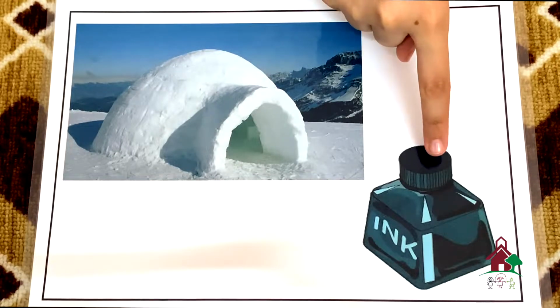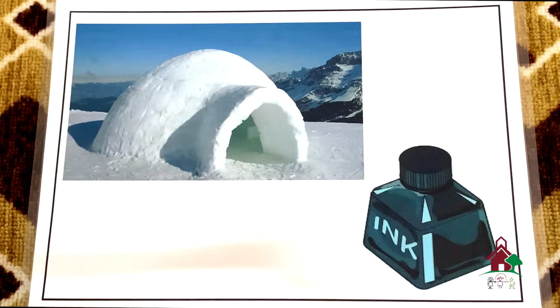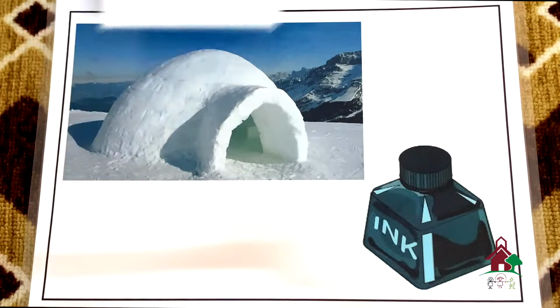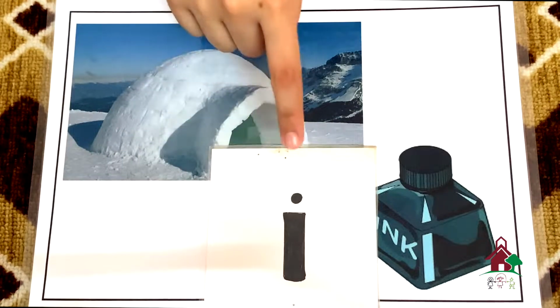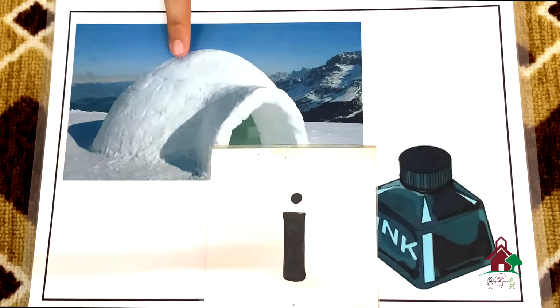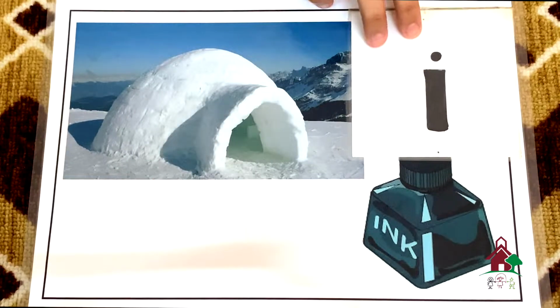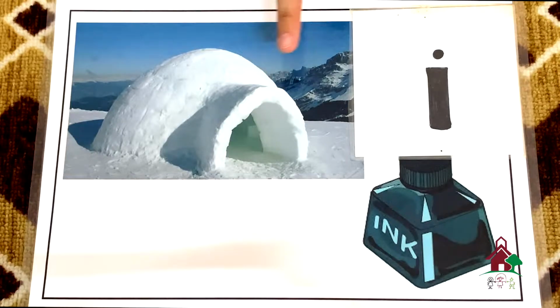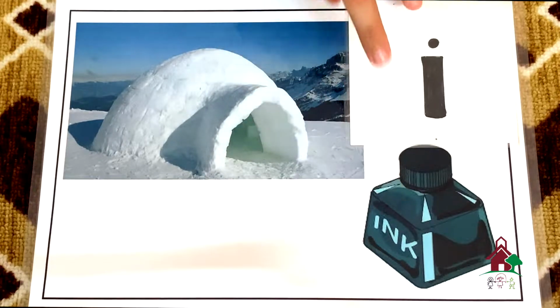Igloo. Ink. Igloo. Ink. Now igloo begins with I. Ink begins with I. Igloo. Ink. Learn one more time. Igloo begins with I. Ink begins with I. Okay. I. What sound is this? I. Igloo. Ink. Very good. Let's see the next picture.